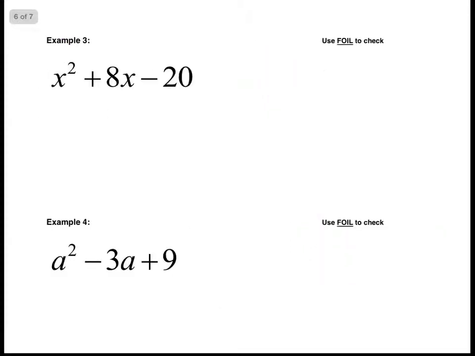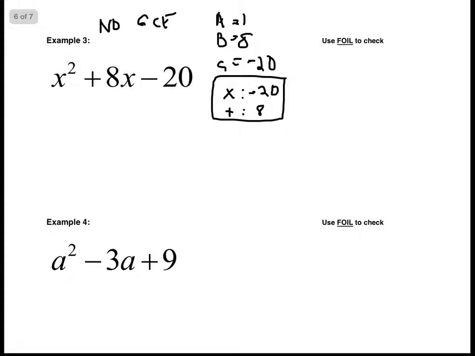All right, example 3 and 4. So if you're getting the hang of this, you can pause and try this on your own. Otherwise, I'll walk you through a few more. So first, is there a greatest common factor to factor out? No. So no GCF. And then next, I'm going to list my A, B, and C. So A is 1, B is 8, C is negative 20.